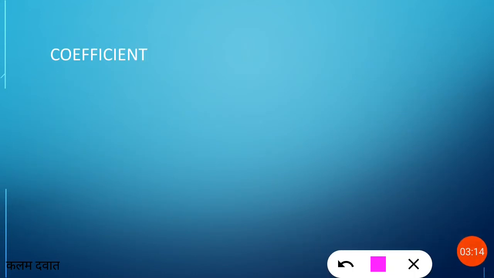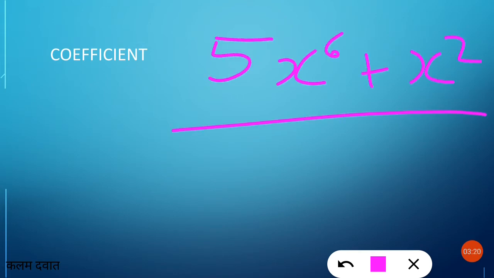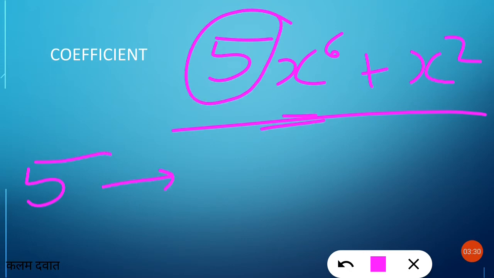Coefficient. Suppose this is written. This is also a polynomial. So the coefficient here is said to be the number which is the multiple of the variable. 5 is the coefficient of x to the power 6, and here in this term there is no number visible, that means 1 is hidden here. So the coefficient of x square is 1.